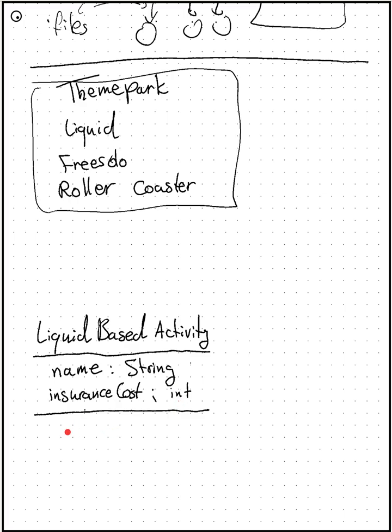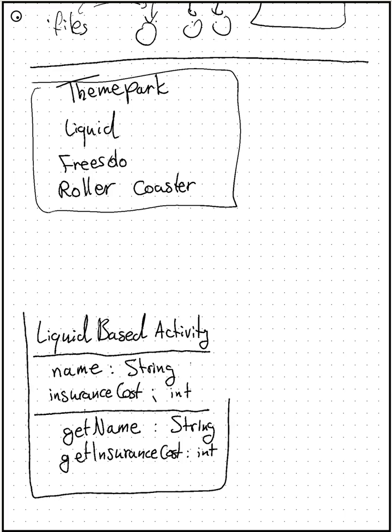And I believe the methods we had were get name, followed by what? What should we have here? It's a string. Exactly. So colon and a string. And then I think we also had get insurance cost. Yes, exactly. Get insurance cost, which is an int. Okay, now that we have all the information about liquid-based activities, we can draw a line around it because it's a little bit clearer.